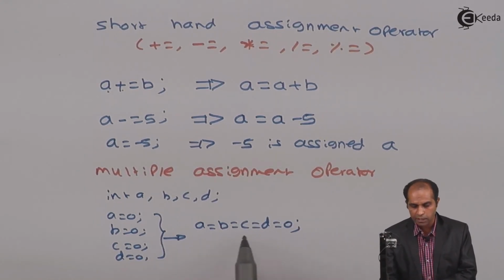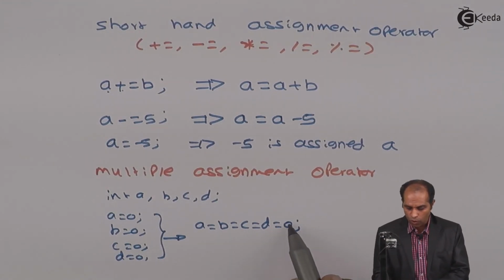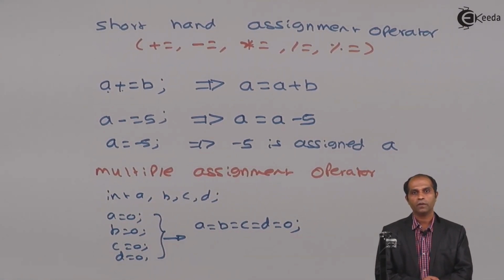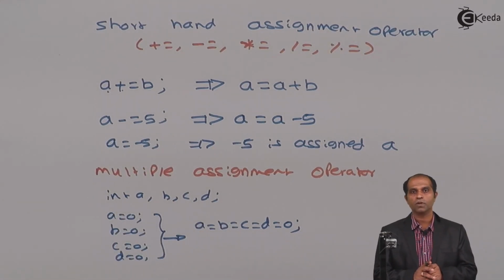We call this a multiple assignment operator, where 0 is copied onto d, d is copied onto c, c is copied onto b, and b is copied onto a. And do remember that the multiple assignment operator should be used in the program, not in the declaration instruction. This is about the concepts of assignment operator. Thank you.